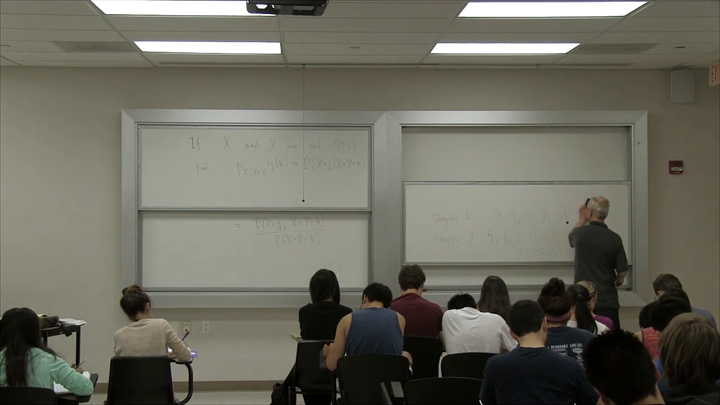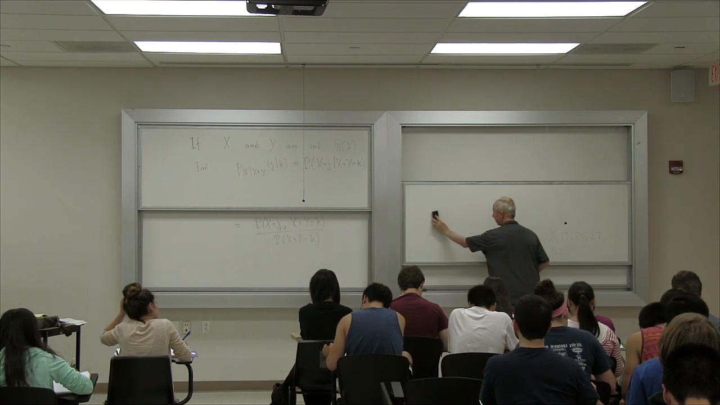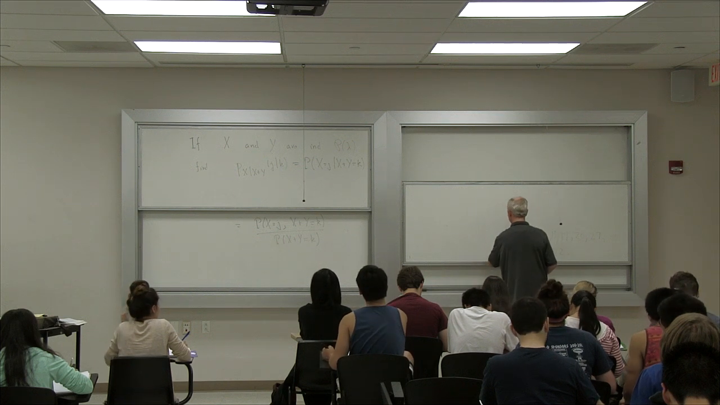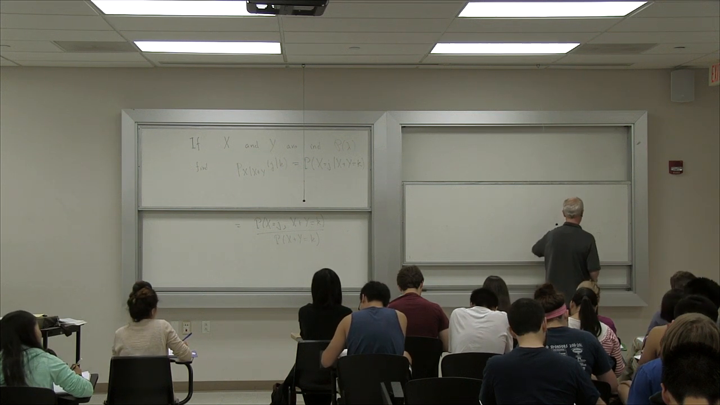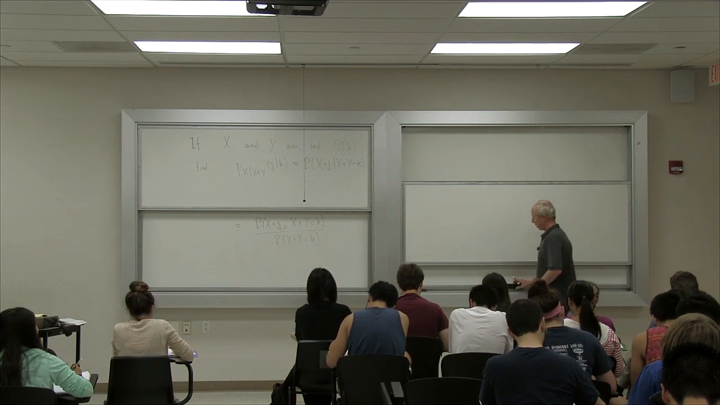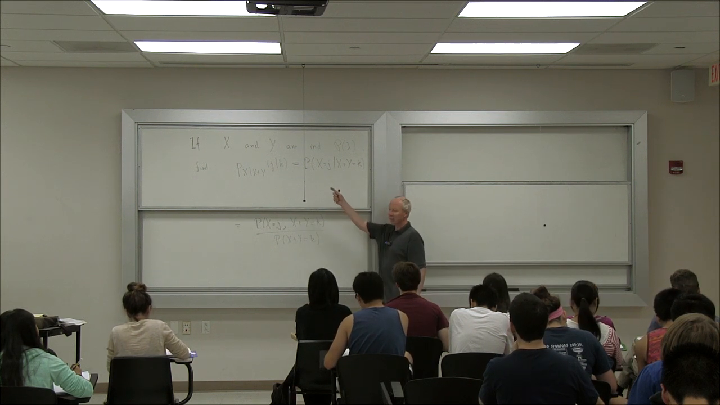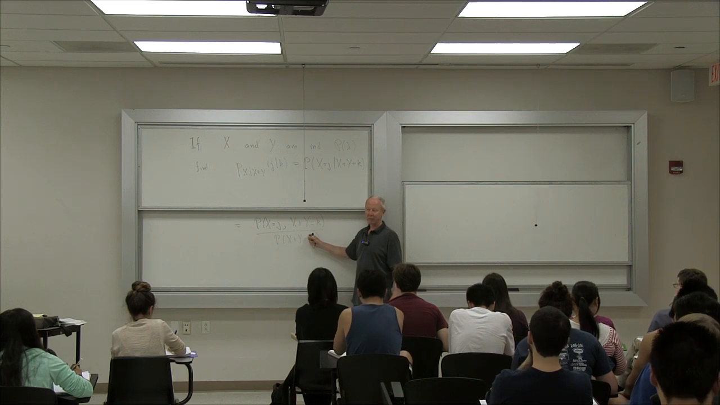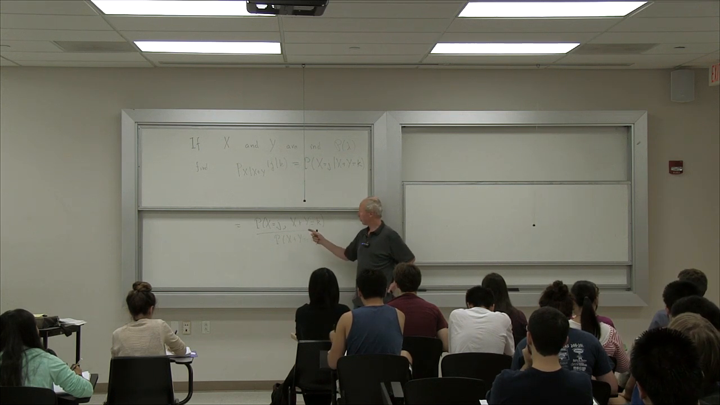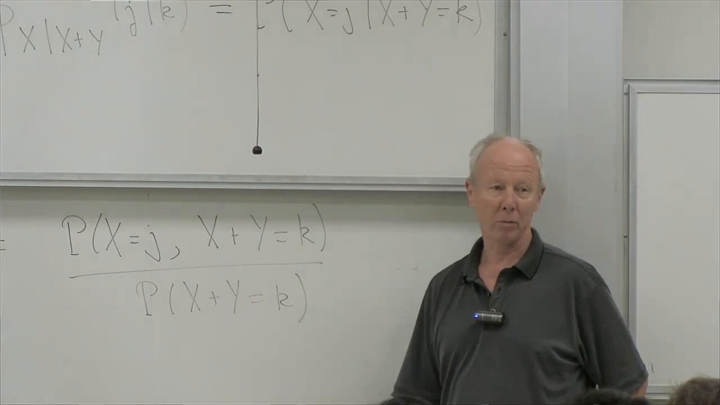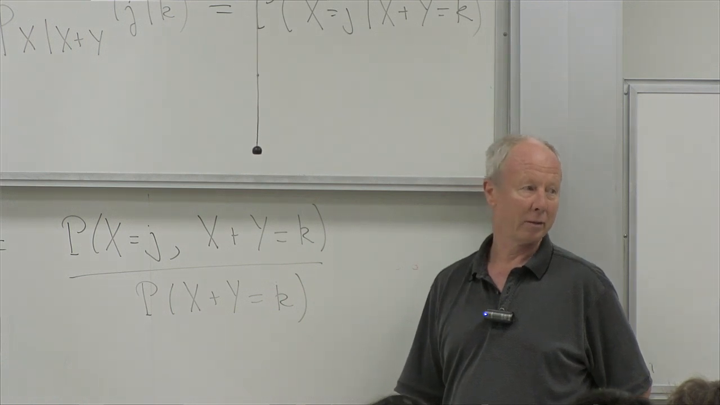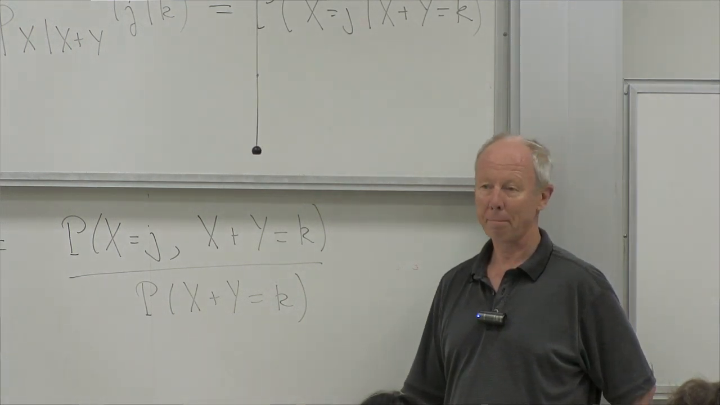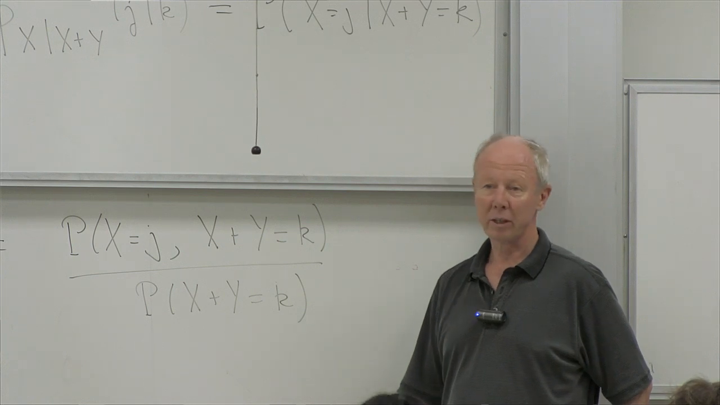Now what? So far we've only used the definition of conditional probabilities, or conditional PMFs. The first line here is the definition of conditional PMF. Here we've just used the definition of conditional probability. Maybe it's now time to use something about the random variables x and y. What do we know about them? They're independent and Poisson. Okay, so how can we use independence?